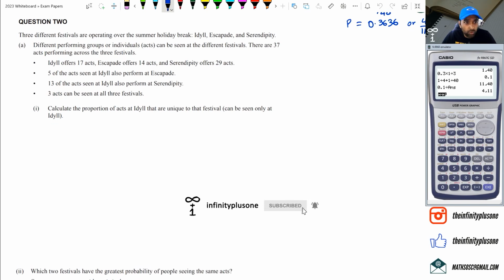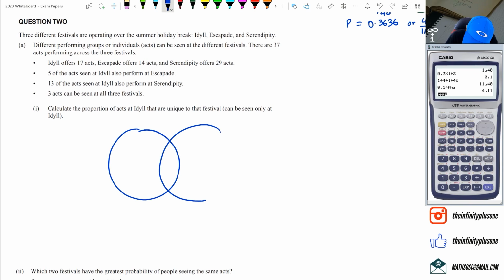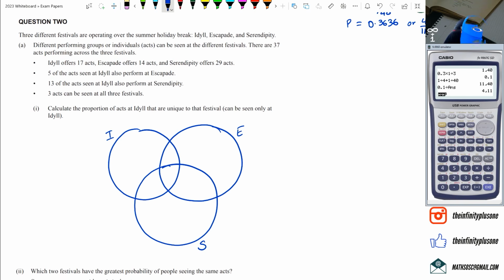All right, guys. So for question 2, what we've got is one of those triple Venn diagrams. So I'm going to do that first. Do a whole bunch of circles. All right, so we've got idle, which is going to be I here, E is escapade, and S is serendipity. All right, so 5 of the acts at idle.